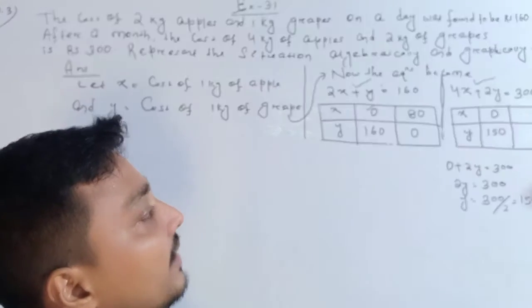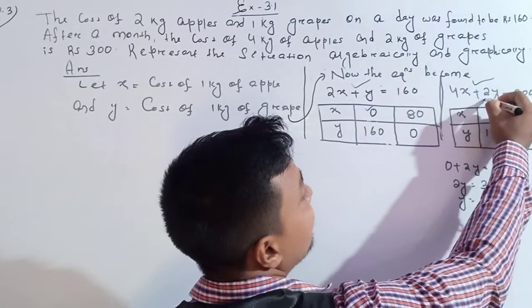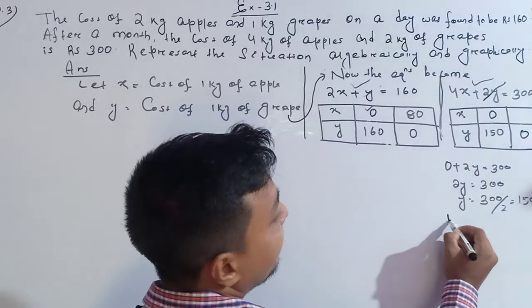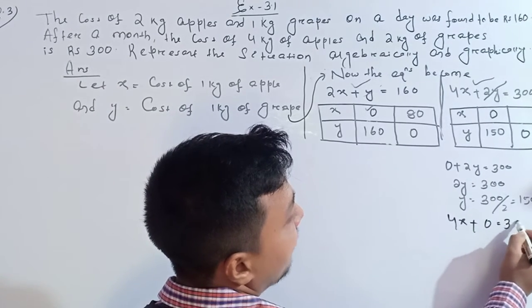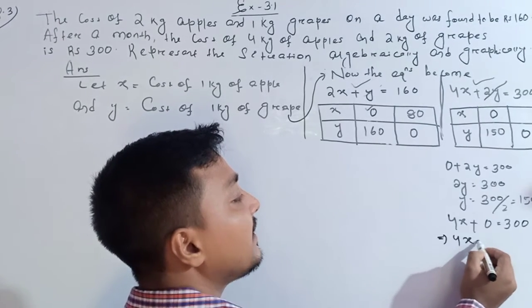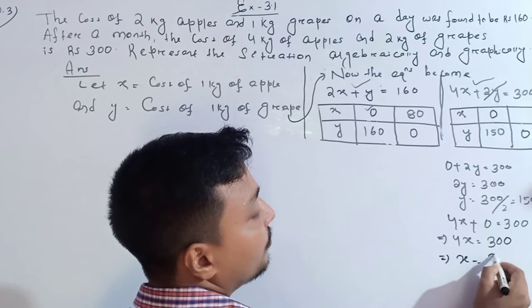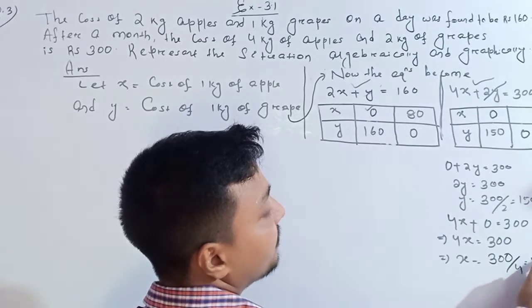And the second one we can find by putting y equal to 0. On putting y equal to 0, this term becomes 0. So the equation becomes 4x plus 0 equals 300, which implies 4x is 300, which implies x equals 300 divided by 4, which gives us 75.